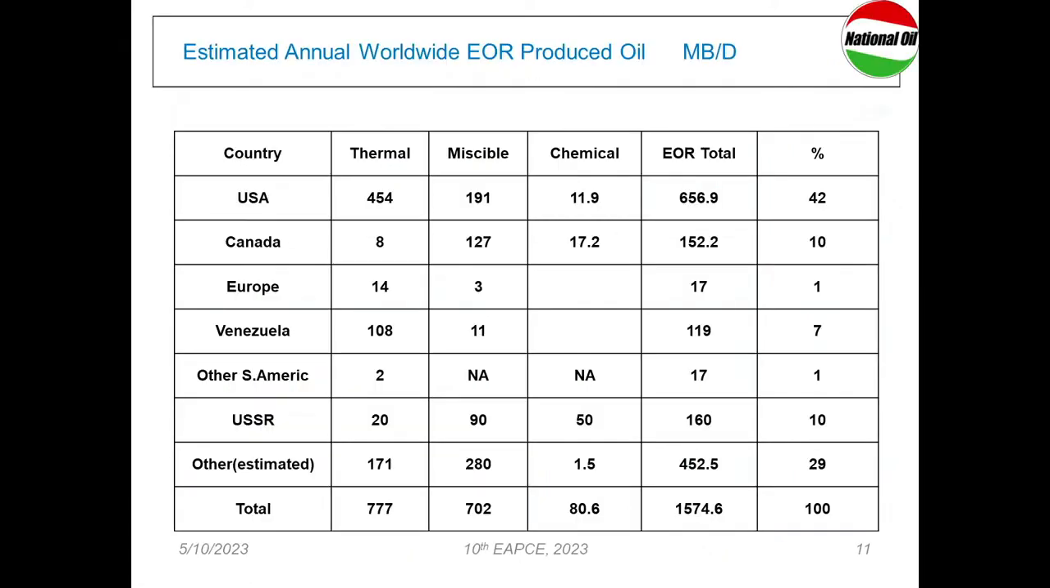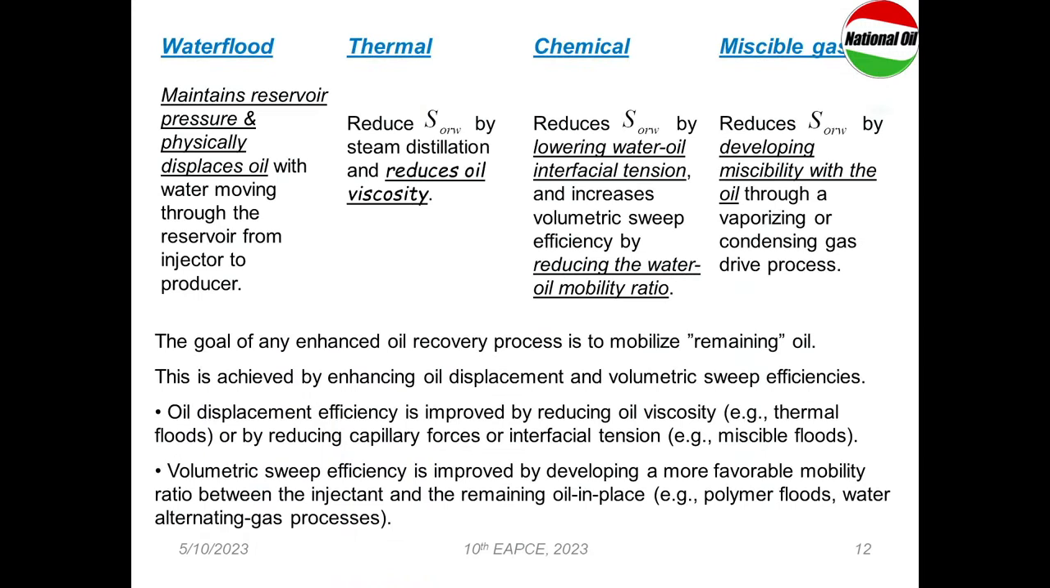So the next is estimated worldwide yearly produced oil using enhanced oil recovery. There is a lot of data and records on how different areas have recorded massive improvement in production. If you look at this method of thermal EOR, we can see it's the highest, and you can see the US is the highest producer there. Again, look at the US across all methods they've been trying.